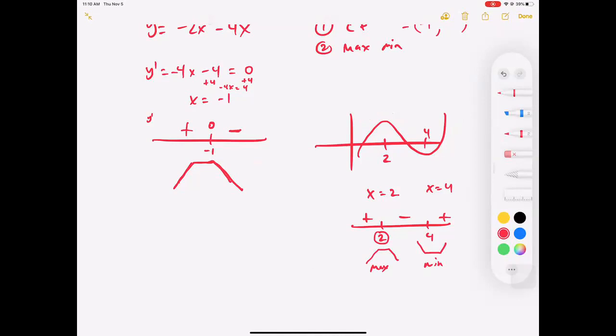Whether it's an absolute, we don't know. We would have to do more work. We would have to then compare to all the other critical points and the endpoints. That's something we'll talk about a little bit later.